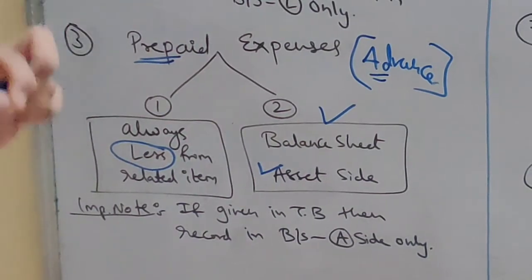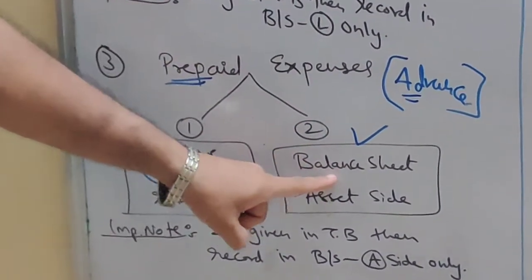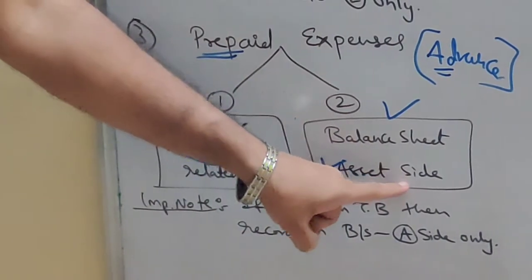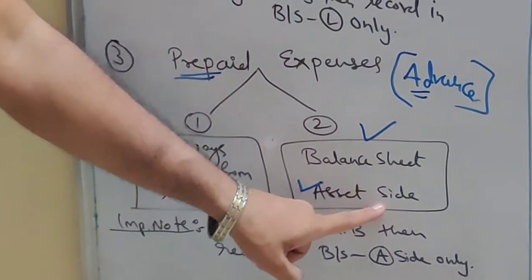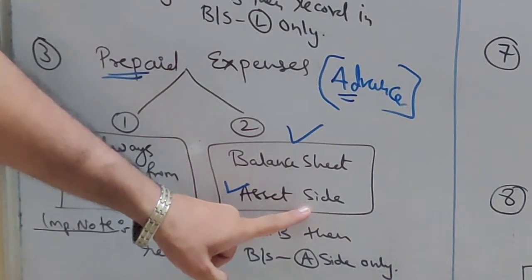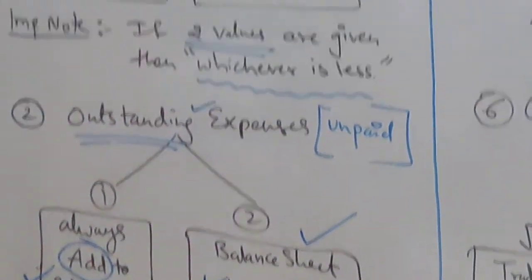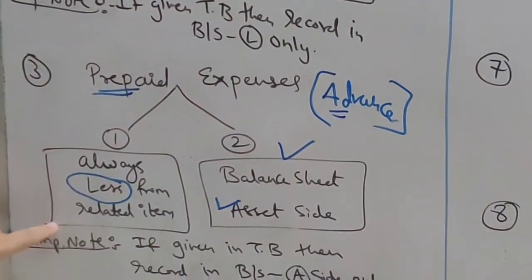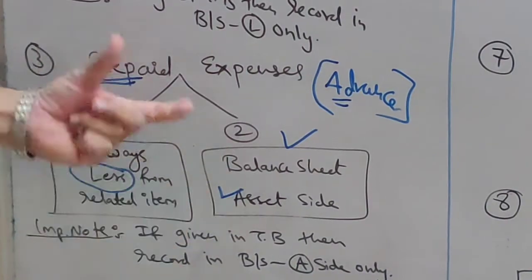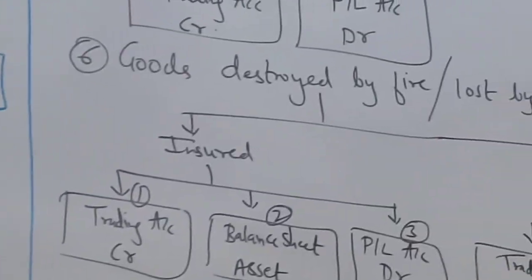So what if they have given prepaid insurance inside the trial balance? You will write it in the balance sheet on the asset side. Just give one effect. If in the question they give it inside the trial balance, just one effect. What if they give it as an adjustment, students? Then you give two effects. Always less from the related item and balance sheet asset. Am I clear with this, students? Let's move on to the fourth adjustment now.